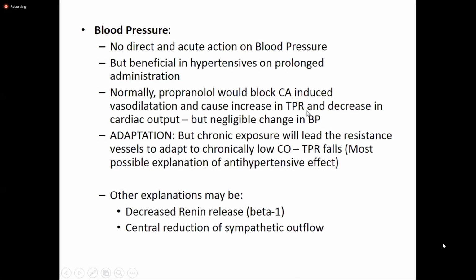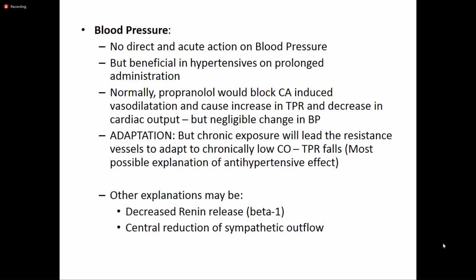It blocks the catecholamine-induced vasodilatation. Normally, catecholamine causes vasodilatation and a decrease in PPR. But when you are giving propranolol, they block the catecholamine-induced vasodilatation and will cause an increase in total peripheral resistance and will cause a decrease in cardiac output as well. But they will cause negligible change in blood pressure.